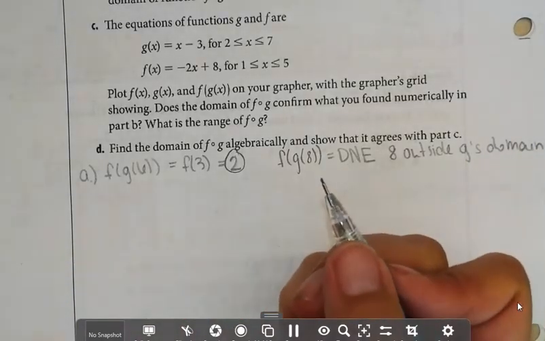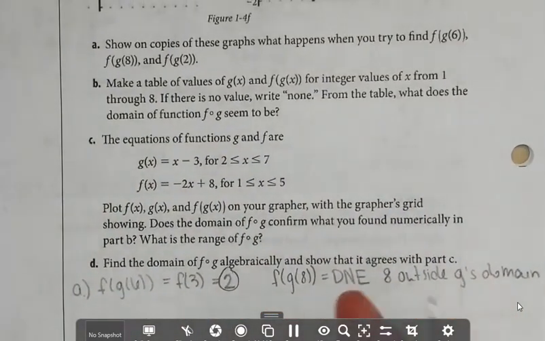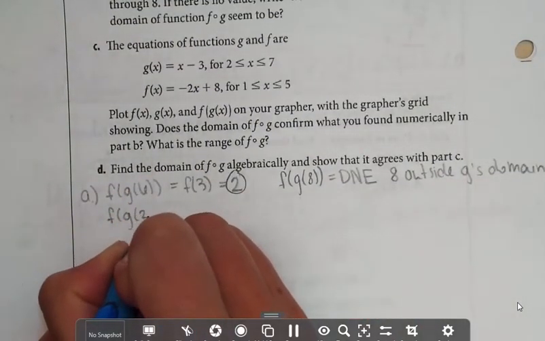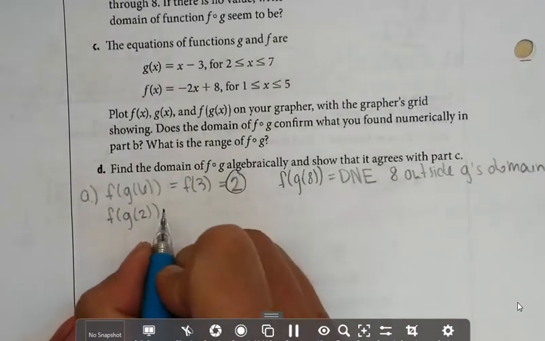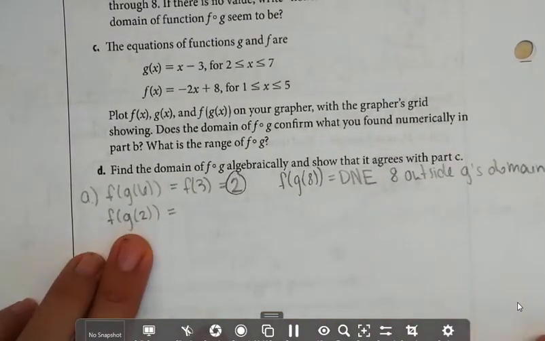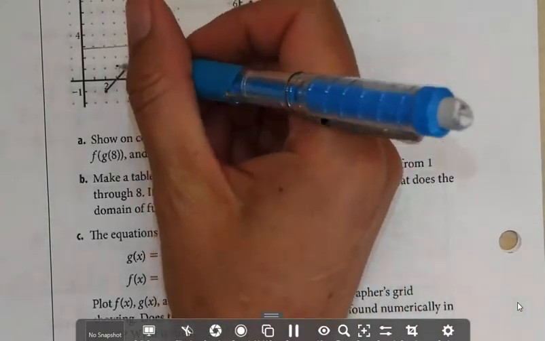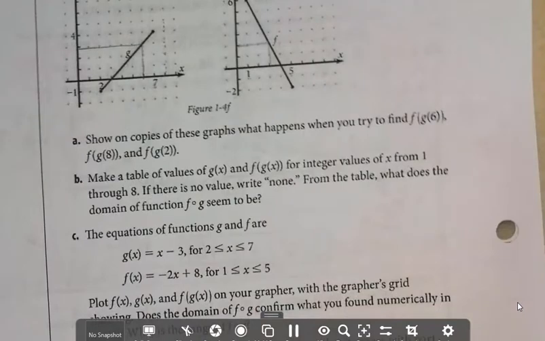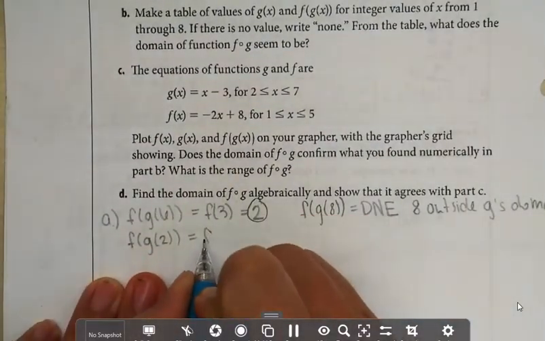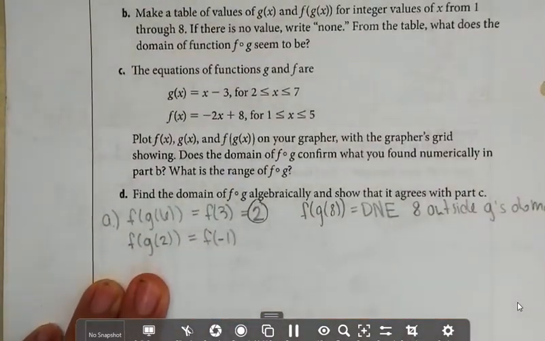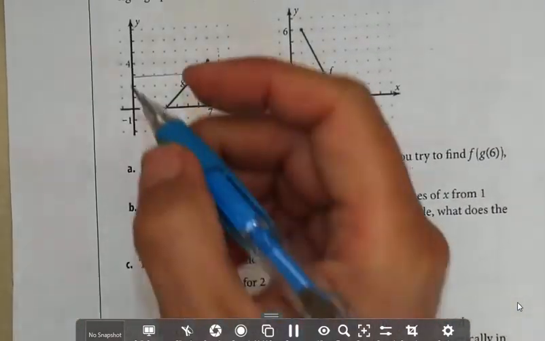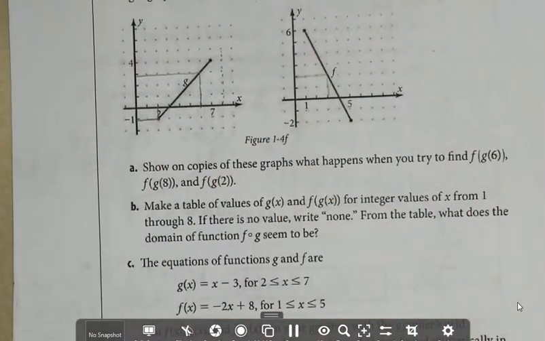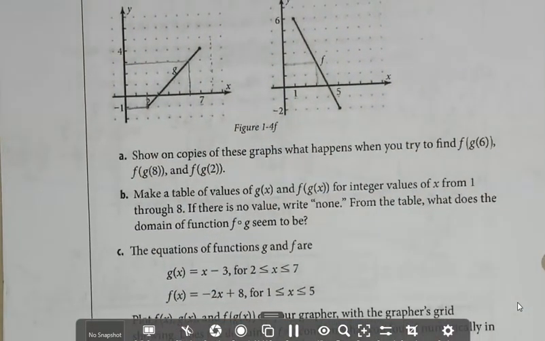All right, and then we've got one more, I think, to do on that. f of g of 2. Starting with g of 2, we're going to go to the g function. I'm going to put in 2. It looks like I get negative 1 out. So this really becomes f of negative 1. I should mark that up on my graph, because that's what they asked me to do. Now I'm going to plug negative 1 into f.